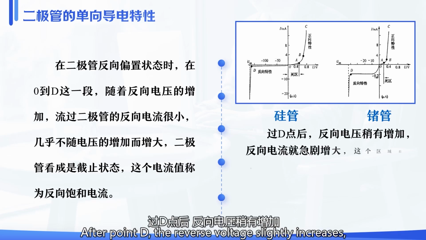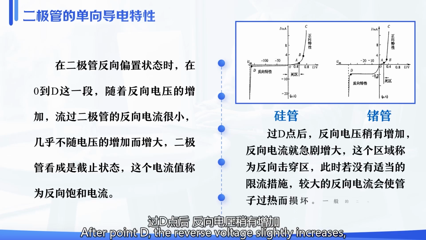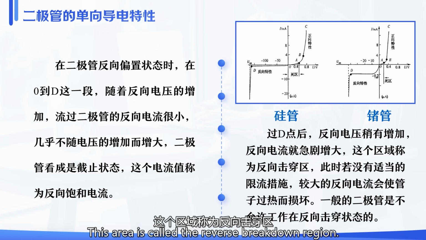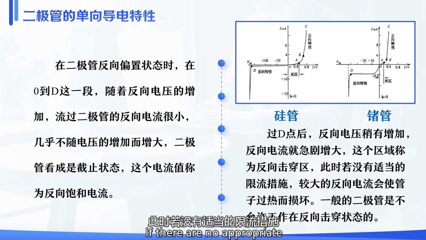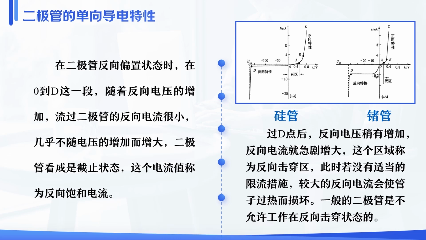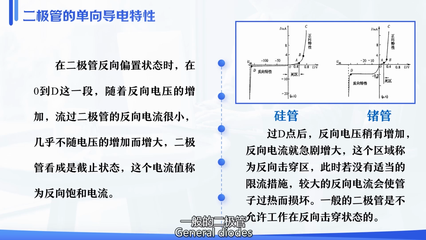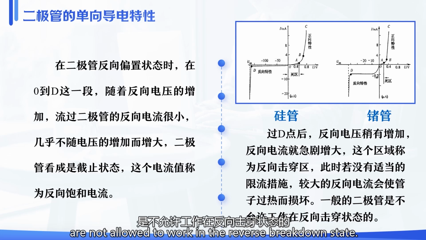After point D, the reverse voltage slightly increases, and the reverse current increases dramatically. This area is called the reverse breakdown region. If there are no appropriate current limiting measures at this time, a larger reverse current will overheat and damage the tube. General diodes are not allowed to work in the reverse breakdown state.